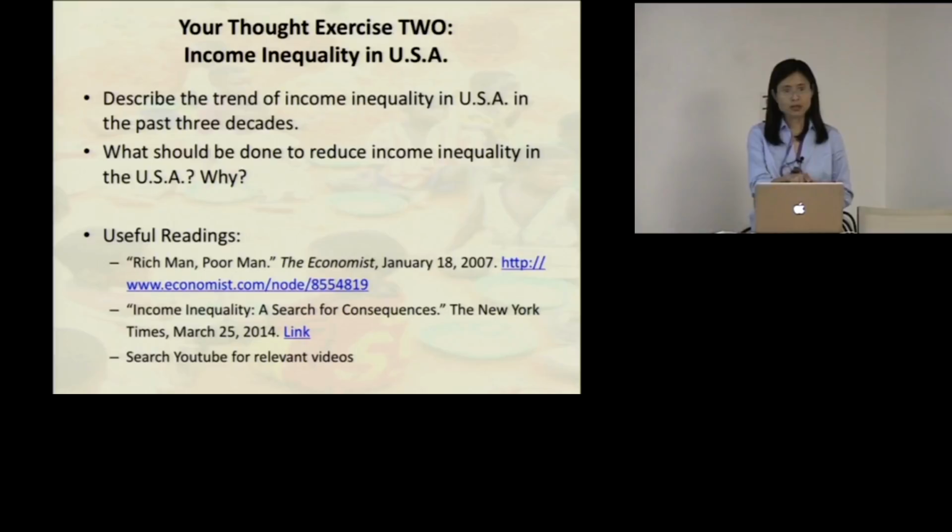So the first thing I want you to do is to describe the trend of income inequality in the United States in the past 3 decades, then provide 1 or 2 solutions, what we should do to reduce income inequality, or should we do anything about it at all. There are some useful readings I found. The first one, Richmond Pullman, is a very interesting article from The Economist in 2007. And the other one is more recent, in 2014.